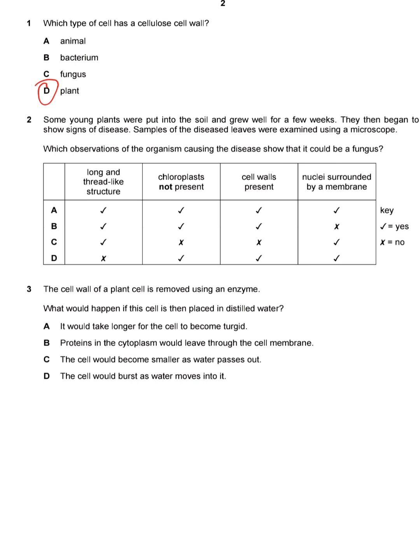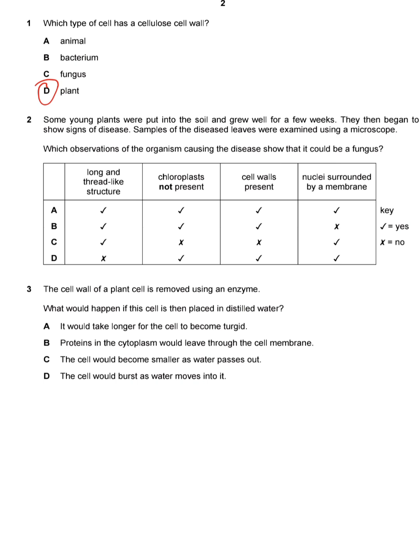Nothing to worry about. Question 2: some young plants were put into the soil and grew well for a few weeks. They then began to show signs of disease. Samples of the diseased leaves were examined using a microscope. Which observations of the organism causing the disease show that it could be a fungus? What they're trying to say is, which characteristics show that something is a fungus. Based on the options: long and thread-like structures, chloroplast not present, cell walls present, nuclei surrounded by a membrane. So which one is your correct answer here?